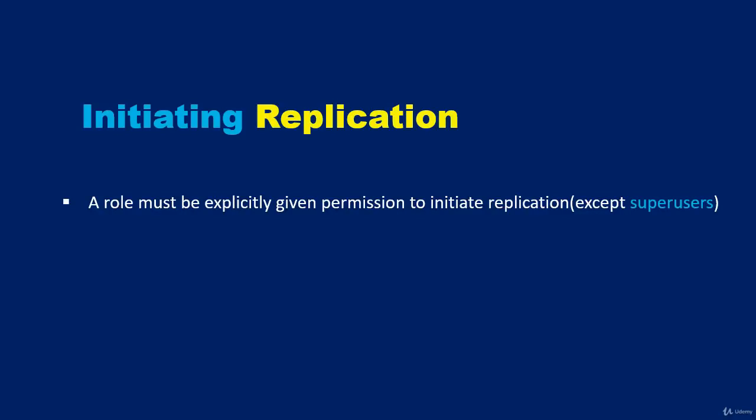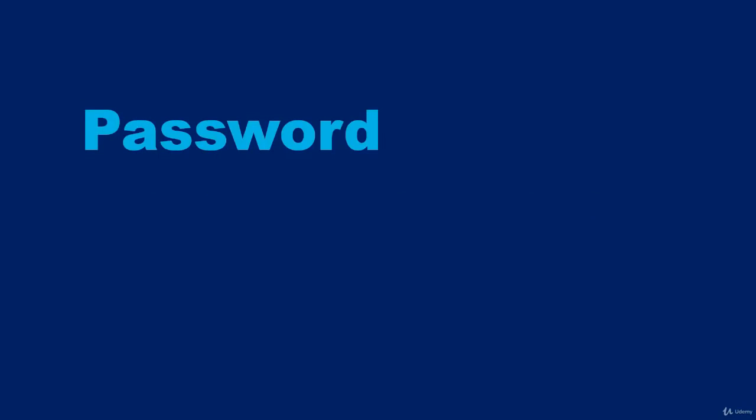So anyone with a super user can bypass all permission checks. A role that is used for streaming replication must also have the login permission as well. So to create a role that's got replication permission, which will include login, this is how you would define that. The statement will include create role followed by the name and then the replication with the login.